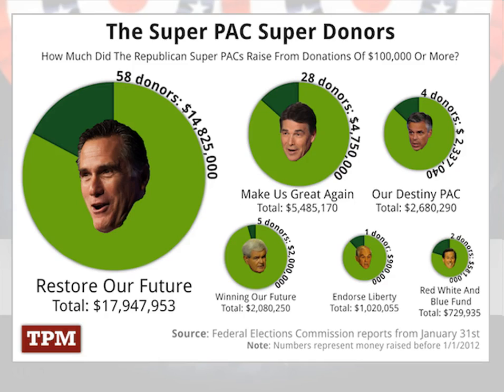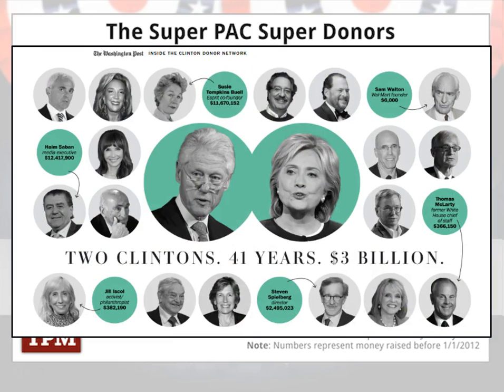Make the U.S. Great Again got $4.5 million from 28 donors. So you can see that a lot of candidates get money from just a few people. But that helps to sway people. That helps to influence politics. Between Bill Clinton and Hillary Clinton, over the course of their political careers, they have gotten over $3 billion from the handful of people you see on the screen.